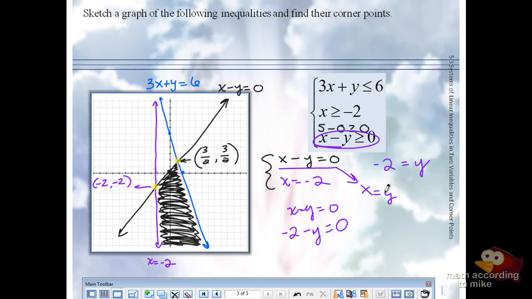So yes, there may be fractions. They may be integers. But what you should not do is base your corner points on the graph. This point here is pretty close to -2, -2. My graph wasn't perfect. But when you have fractions, you have no idea if that point's correct. So you want to definitely use the algebra to make sure that you are at the right point.